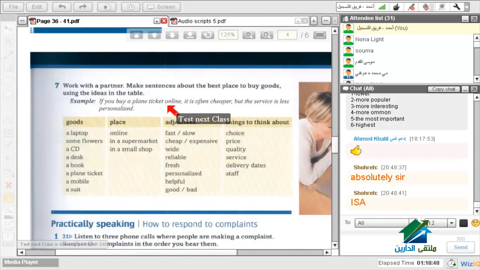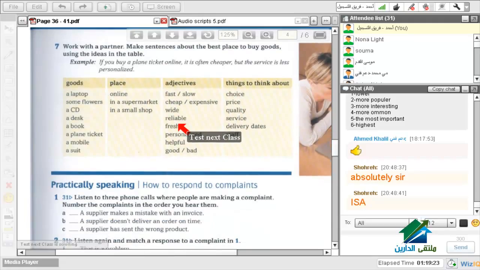It's very simple. If you buy a plane ticket online, it's often cheaper, but the service is less personalized. Use long and short adjectives, adding the ER or EST, whatever the form you will use, comparative or superlative. You please check. You have adjectives like fast, slow, cheap, expensive, wide, reliable and fresh, personalized, helpful, good and bad. So you check how you will do such thing.